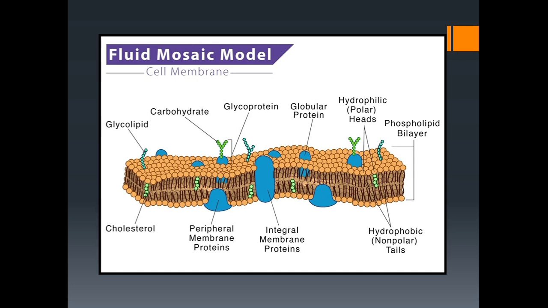There are two types of membrane proteins: peripheral membrane proteins and integral membrane proteins. In addition, globular proteins can be seen, and you can see the hydrophilic polar heads, and the hydrophobic non-polar tails inside the plasma membrane, and this is well arranged, right? So that is the phospholipid bilayer.